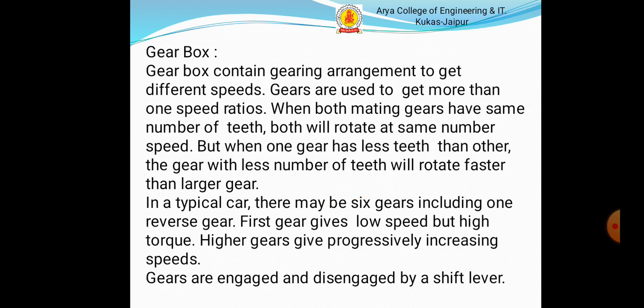Gearbox. The gearbox contains a gearing arrangement to get different speeds. Gears are used to get more than one speed ratio. When both mating gears have the same number of teeth, both will rotate at the same speed. But when one gear has fewer teeth than the other, the gear with fewer teeth will rotate faster than the larger gear. In a typical car, there may be 6 gears including one reverse gear. First gear gives slow speed but high torque. Higher gears give progressively increased speeds. Gears are engaged and disengaged by the shift lever.